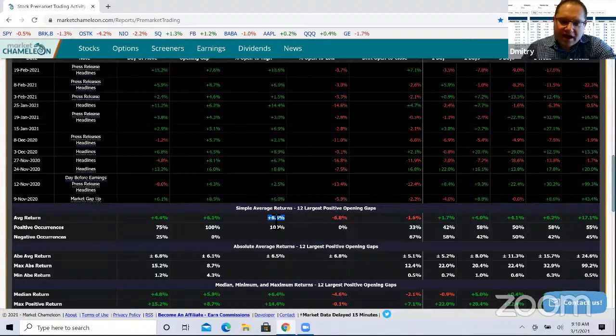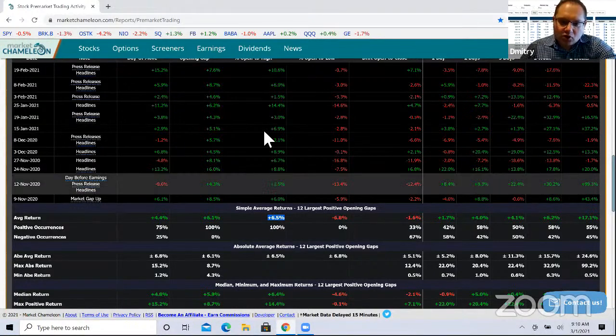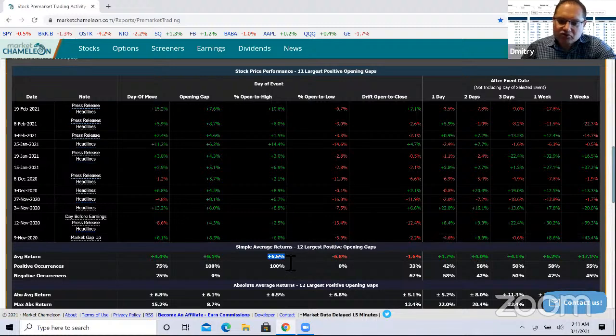What did it tend to do after the opening? From the open to the high of the day, the average move was 6.5%. From the open to the low of the day, the average move was down 6.8%. So we're getting a range here. From the open to the close of the day, it finished lower more often than higher. 67% of the time it drifted lower from the open, 33% of the time it drifted higher, for an average 1.6% decline drift after gapping up in the morning.